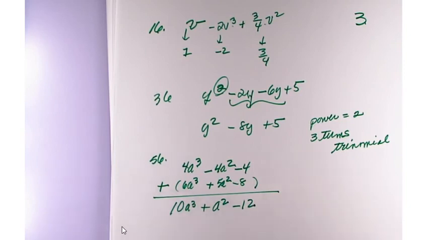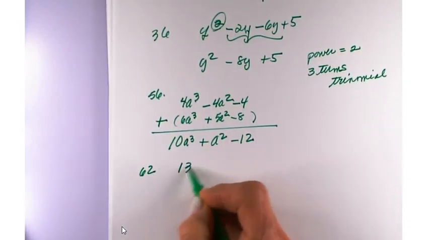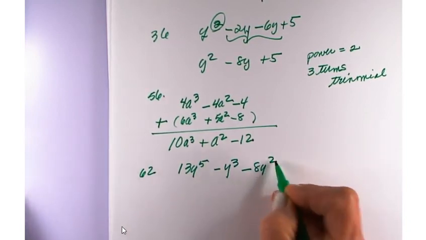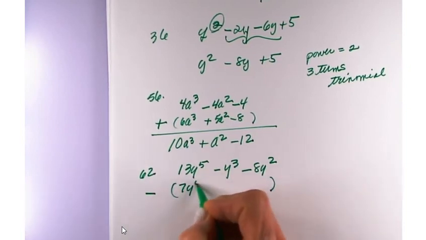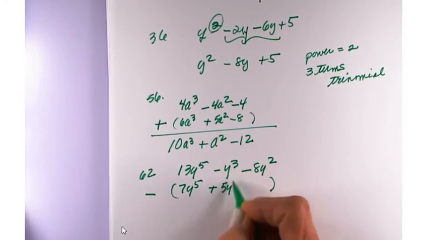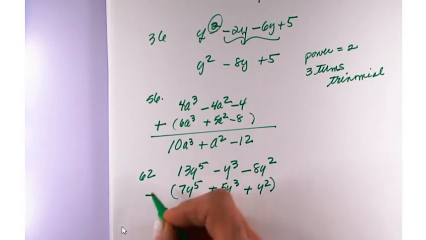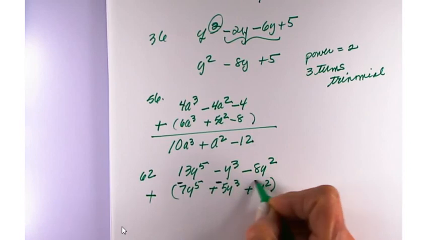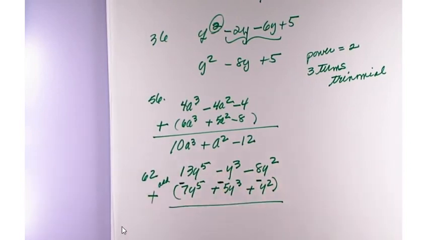62, though, is subtract. Let's pay attention to 62. 13y to the 5 minus y cubed minus 8y squared. Subtract. And then in parentheses, 7y to the 5 plus 5y cubed plus y squared. What I would do is I would change this to add, and I change all these upper signs, and now I add. Remember, change the sign of the subtrahend and add.